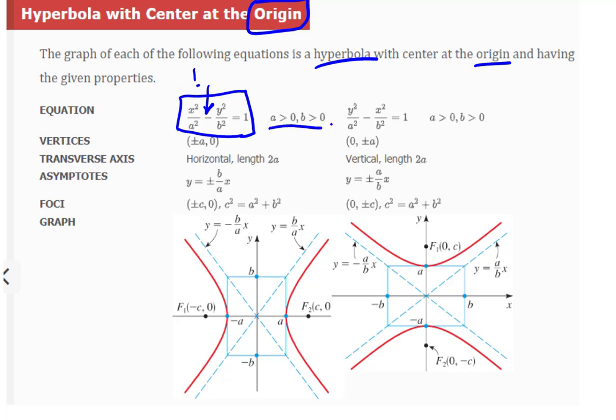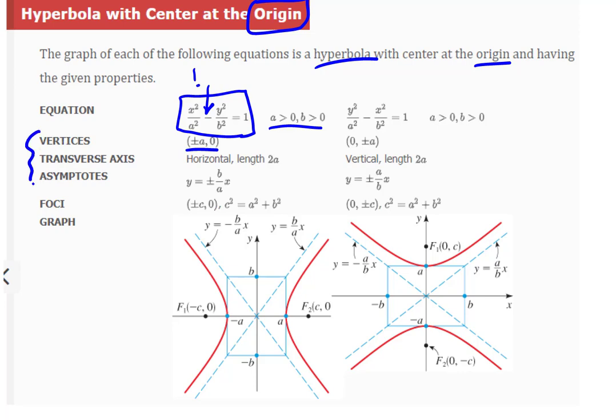Also notice that a and b are both positive, and so we're not talking about a or b being larger than the other, as we would consider with the ellipse. Rather, in this case, as we'll see soon, it's not about which one's larger, but about which one is in the first term, or the positive term. Now the vertices are plus or minus a comma 0, and then there's a transverse axis.